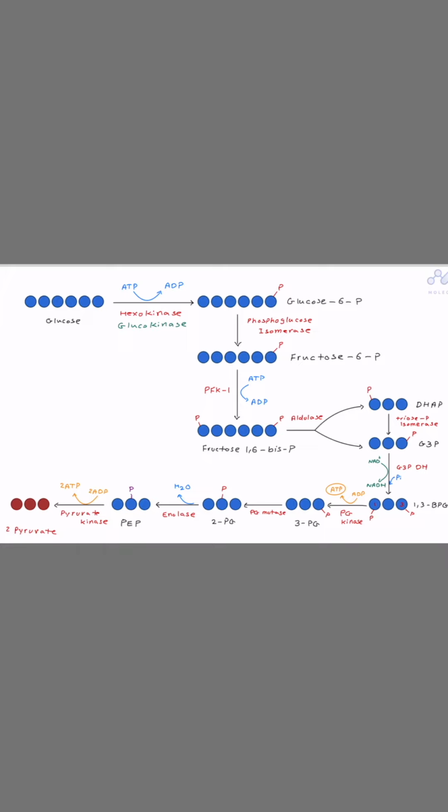Phosphoenol pyruvate has a phosphate group on carbon number 2 that gets removed through the action of pyruvate kinase. This phosphate group is going to go onto ADP to make 2 molecules of ATP.